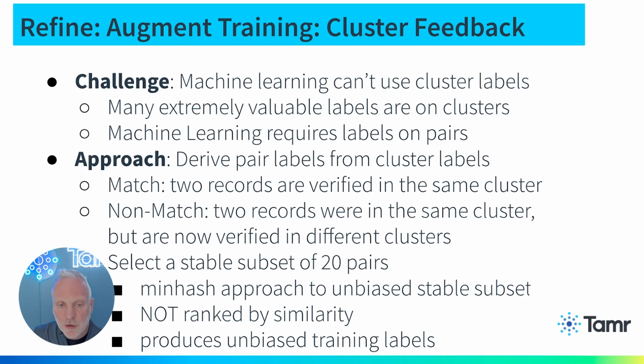We're almost ready to train a new model at this point. We need to take our cluster feedback, which comes from SME review and active learning, and turn that into training data. The challenge here is that machine learning can't use cluster labels. We have a lot of really valuable input from our subject matter experts on clusters, but the machine learning requires labels on pairs. So we need to derive pair labels from cluster labels. Naively, I could say that any two records that are verified in the same cluster are a match. For large clusters, that's going to get us a lot of match labels, k-squared match labels, which is too many.